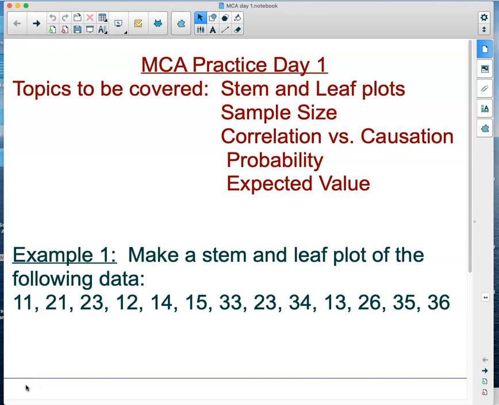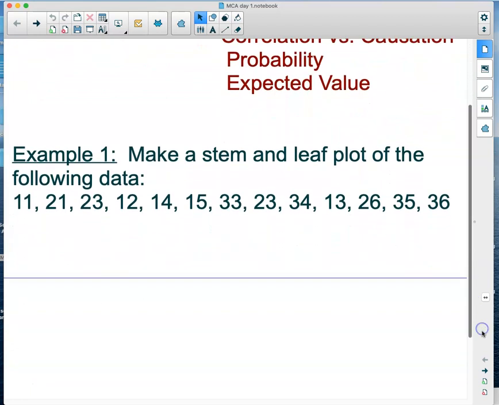So let's take a look at the topics we're going to talk about for the practice for day one. We've got stem and leaf plots, sample size, correlation versus causation, probability, and expected value. So these are all things that you would have taken in the Prob and Stats class that you had second semester of the year that you took exponential algebra. And that means for some of you, you've never seen this before, especially if you were one of the people that was accelerated into Algebra 2. That was one of the ways that they got you through, was by skipping that Prob and Stats class. So you need to see some of these.